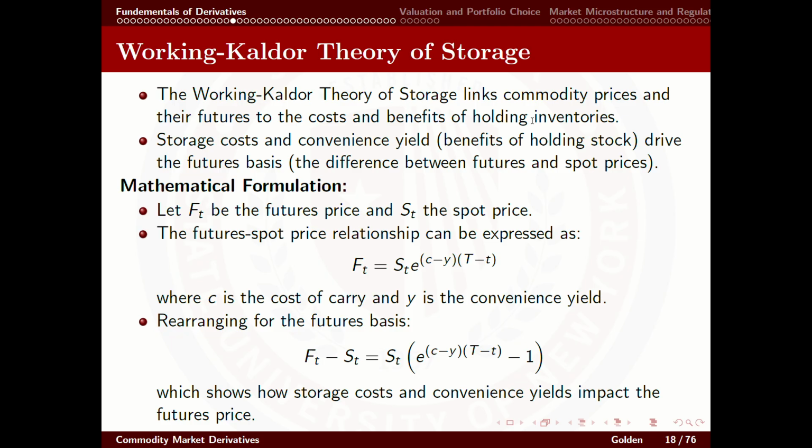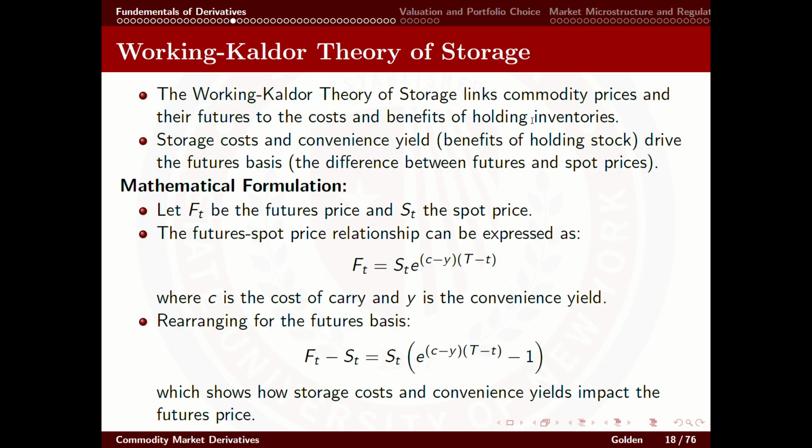Here's the idea that storage is expensive, and the cost of storage determines how much the price is going to differ. So there's storage cost, and convenience yield, the benefits of holding stock. Maybe you're someone who really likes to have a lot of stock on hand to prevent a stockout, which we talked about last class, how painful it is to not have enough to satisfy demand. Customers get upset when you run out of things. So this drives the futures basis, the difference between the spot and futures price.